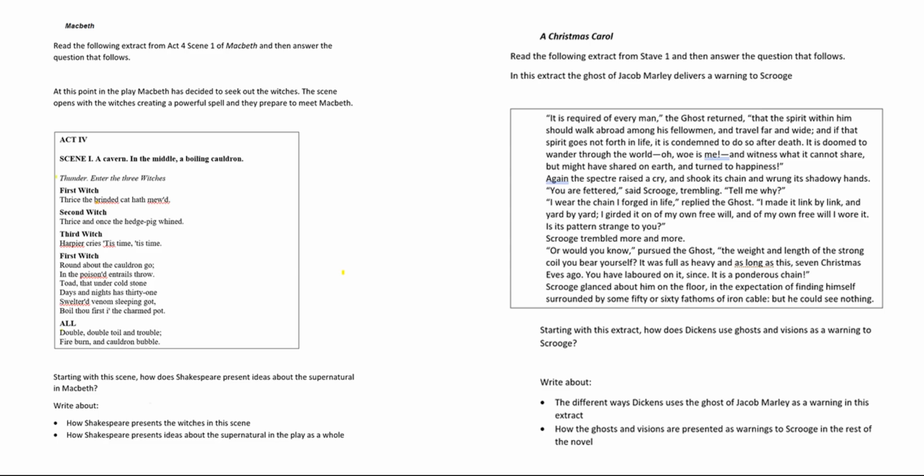Okay, there's two questions, one for Macbeth and one for A Christmas Carol. Macbeth is section A and Christmas Carol is section B. You don't have to do them in order. You could start with A Christmas Carol first for the first 50 minutes and then go to Macbeth. It really doesn't matter as long as you spend equal time on each question.